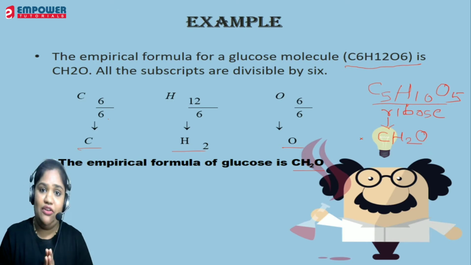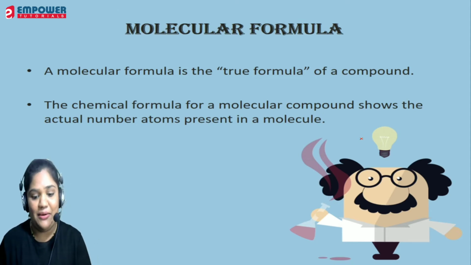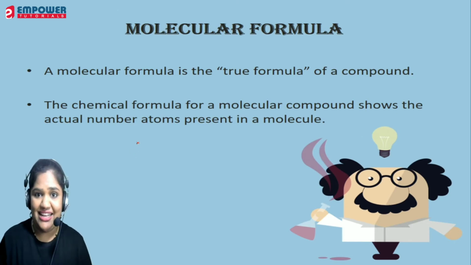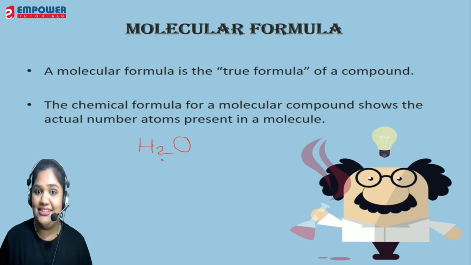Moving on to the next, we are going to see what is the molecular formula. So molecular formula is nothing but the true formula. It is the chemical formula for a molecular compound which shows the actual number of atoms present in the particular compound or in a particular molecule. So here, let's take one example. As you can see, there are two atoms of hydrogen and one atom of oxygen, and together it is water.